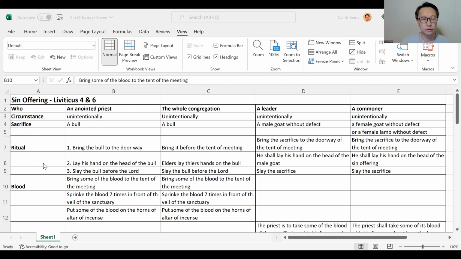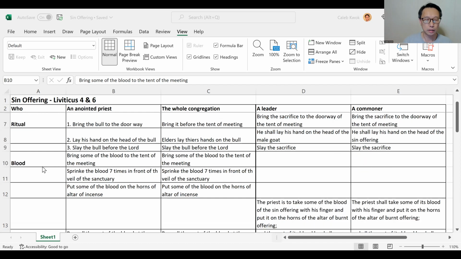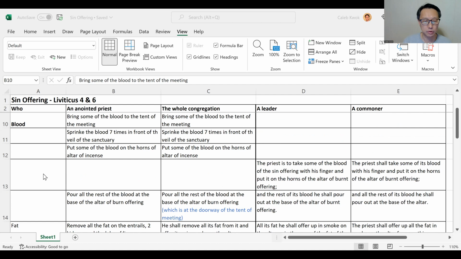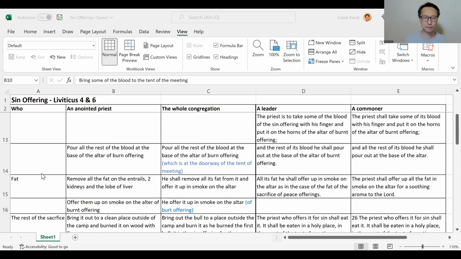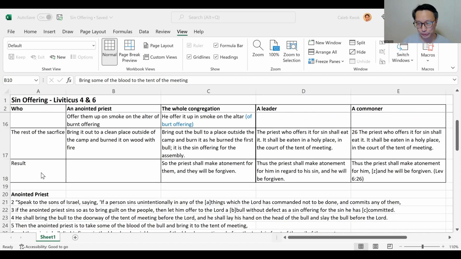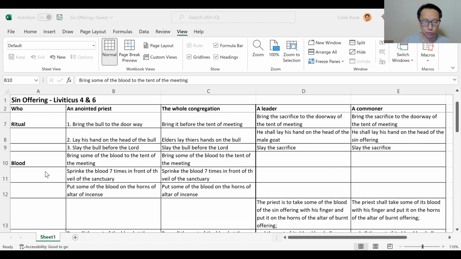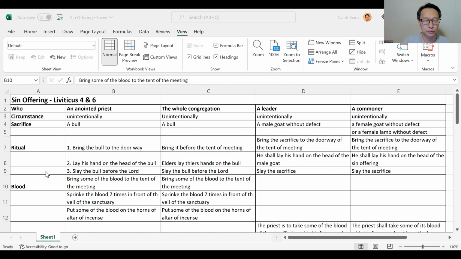And now in regard to the sacrifice, I break it down into number one, blood, and then the fat of the animal. And lastly, what about the rest of the sacrifice? And lastly, what does that do to the person who makes the offering? So I will go over these four categories of people with you.